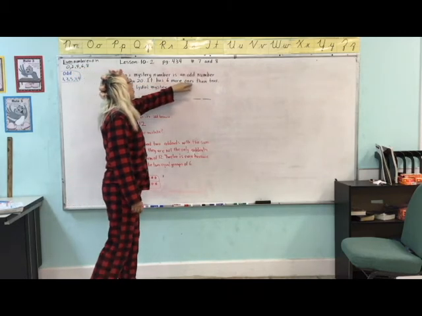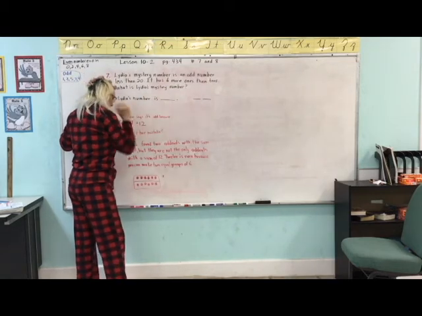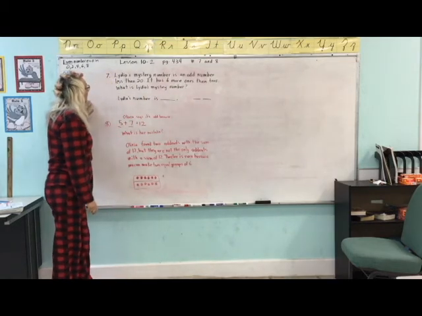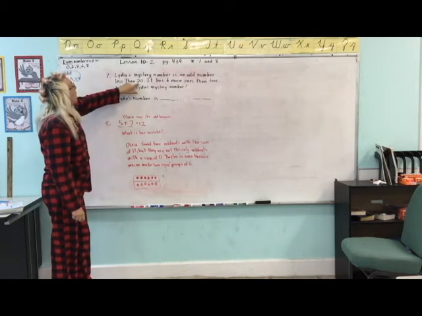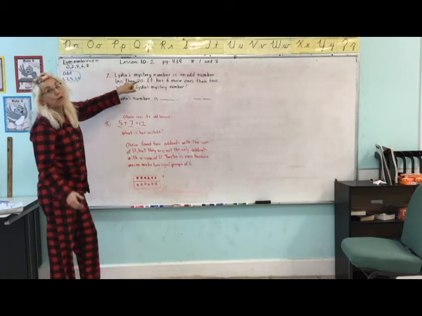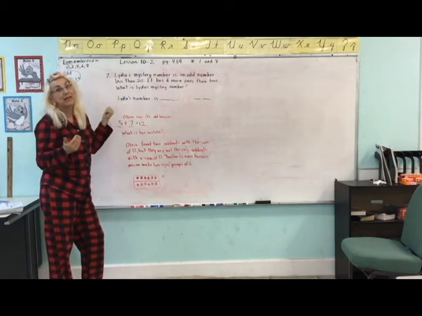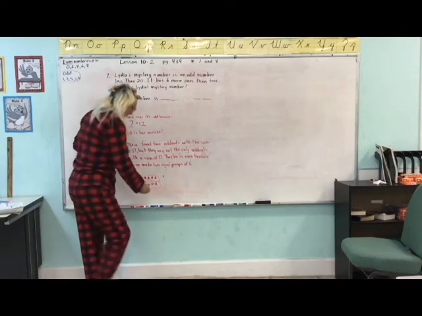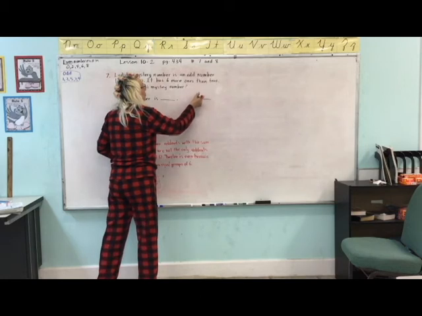It has 6 more ones than 10s. What is Lydia's mystery number? We know that if it's an odd number less than 20, and there are 2 digits, it has to have a 1. The 1 has to be the first number, so we know that.